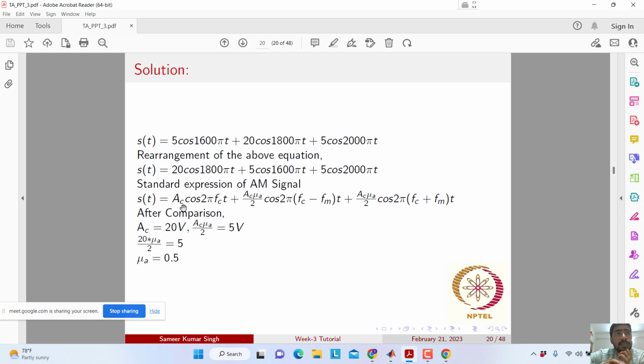So from there we get our AC is equal to 20, and AC mu by 2 is equal to 5. Mu is the modulation index. AC is given as 20. Just put it there, and from there we can get the modulation index, that is 0.5. It's clear? If anyone has any doubt, please ask. Can we go for the next question?